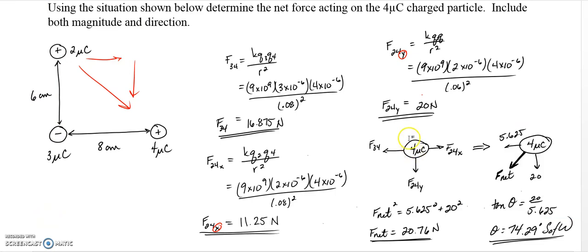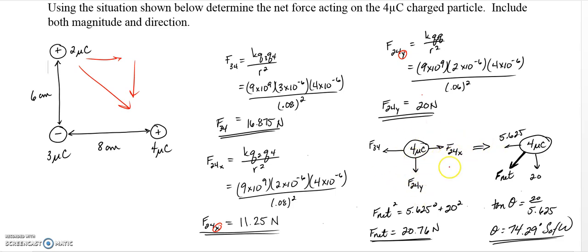So here you can see I got my basic force diagram. The 3 coulomb is going to be pulling on the 4 coulomb because they're opposite charges, negative and positive, so we're just going to be pulling it. Then we have positive and positive, so it's going to be pushing it. And as I drew earlier, it's going to be pushing it to the right, it's going to be pushing it down. So we have the x is to the right, and the y is down.